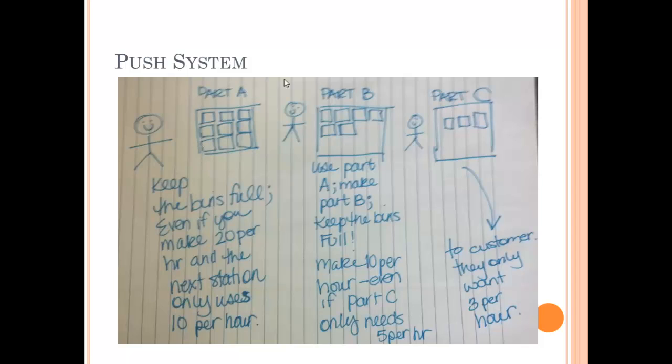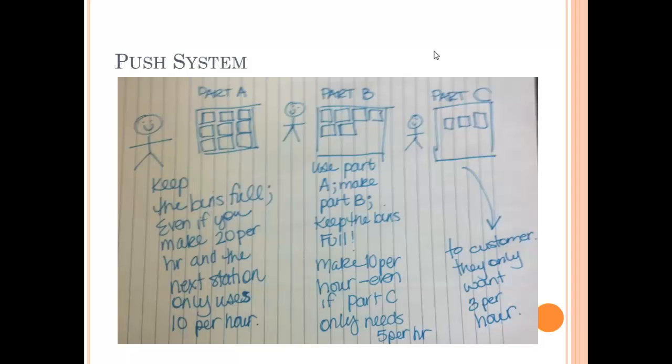Then part B, okay, you use part A to make part B. You keep your bins full. You make 10 per hour, because that's what you can make no matter how many the next station needs. All right, so C can only make 5 per hour, and they only need 5 of part B. Part B was 10 of them were made. So at the final step, you make 5 parts every hour, but the customer only wants 3.